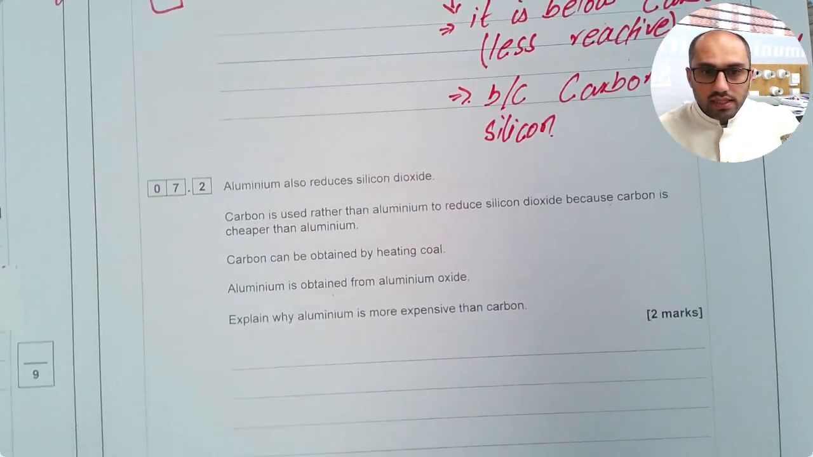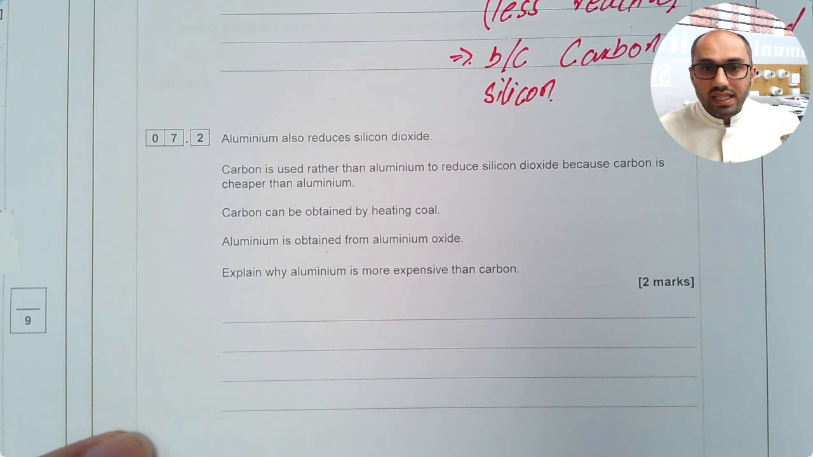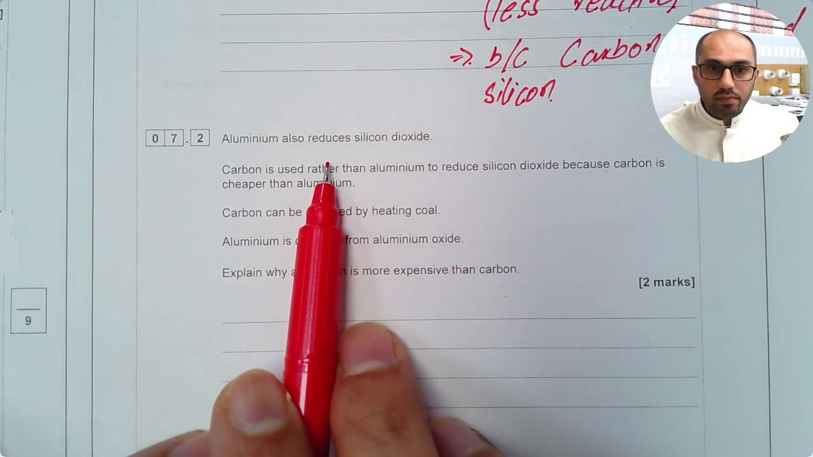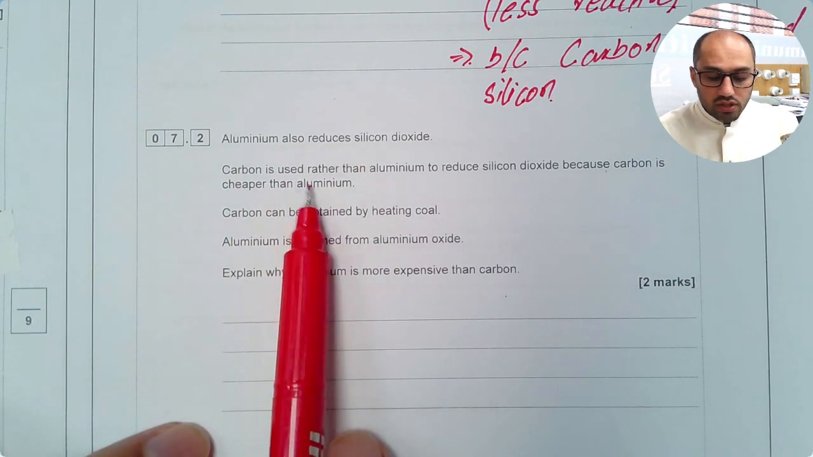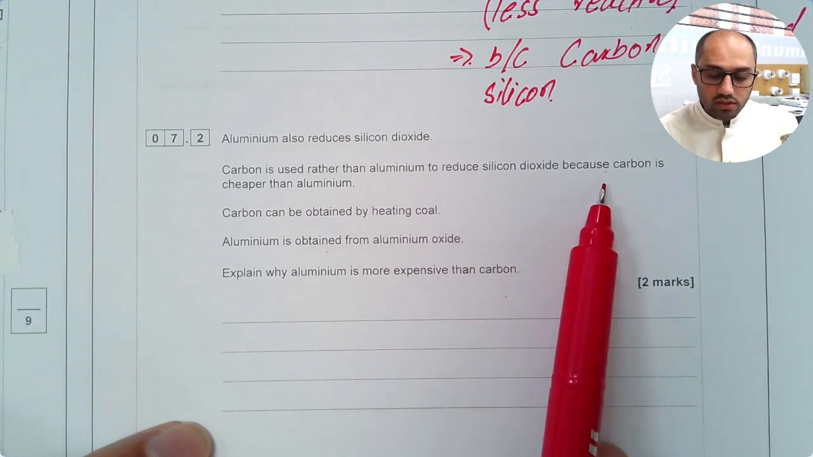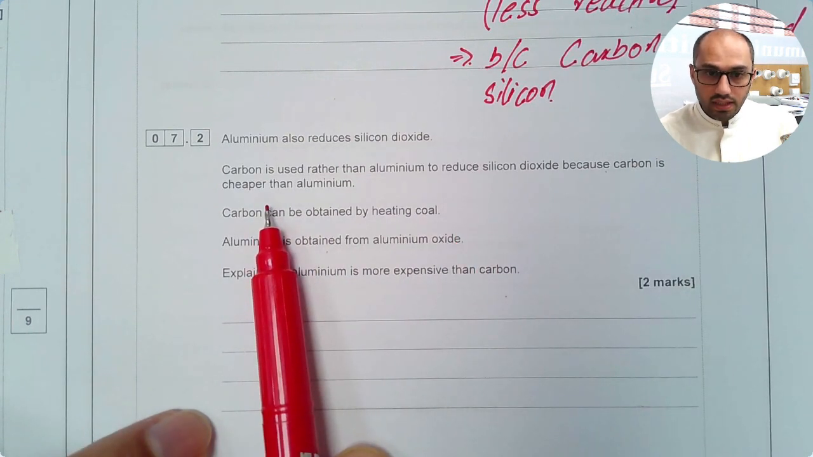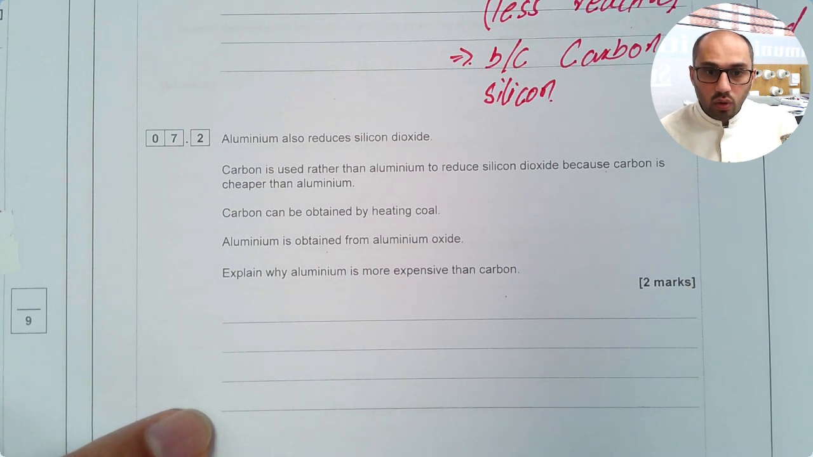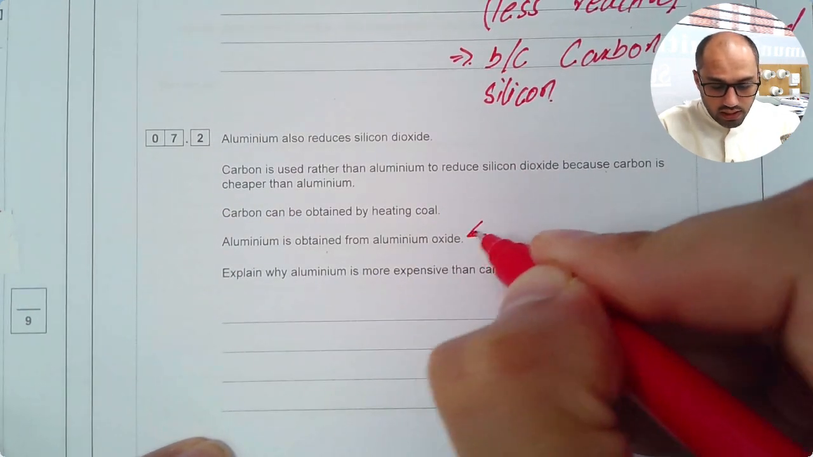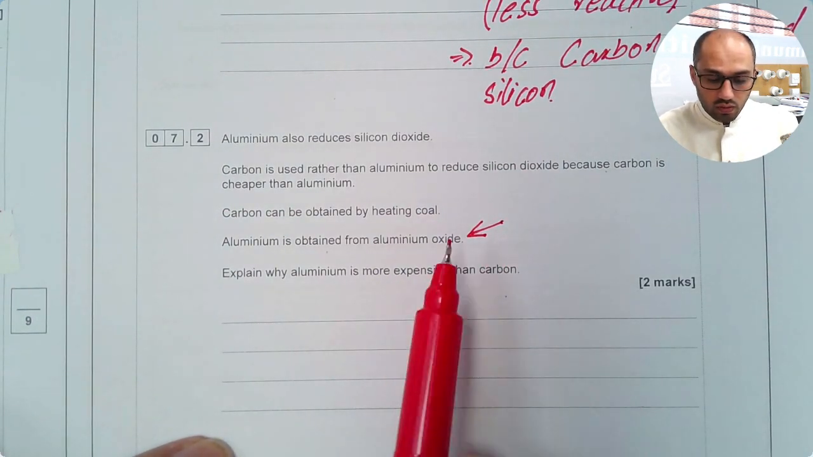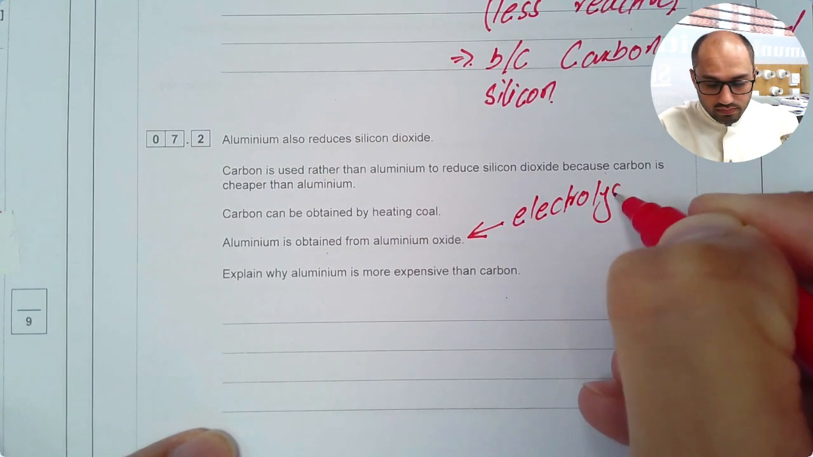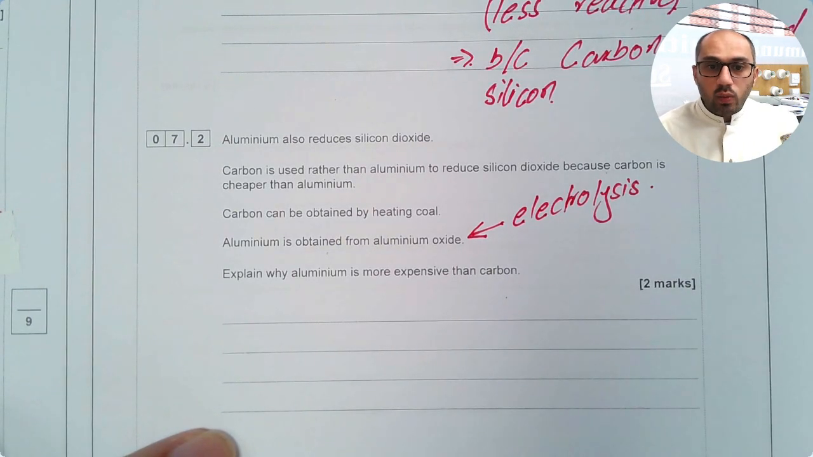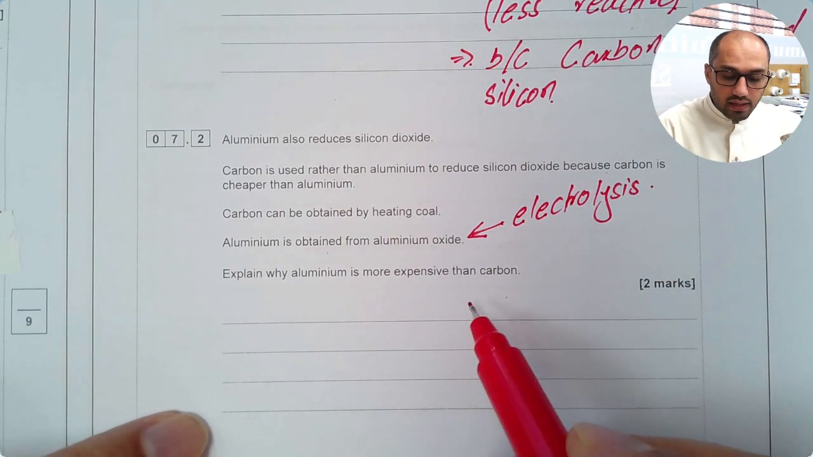Next part of the question says aluminium also reduces silicon dioxide. Again, an important statement telling us that aluminium is also more reactive than silicon. Carbon is used rather than aluminium to reduce silicon dioxide because carbon is cheaper than aluminium. Carbon can be obtained by heating coal. Aluminium is obtained from aluminium oxide. So remind yourself, extraction of aluminium from its ore is through electrolysis. It says explain why aluminium is more expensive than carbon.